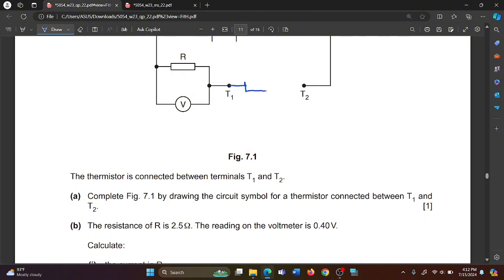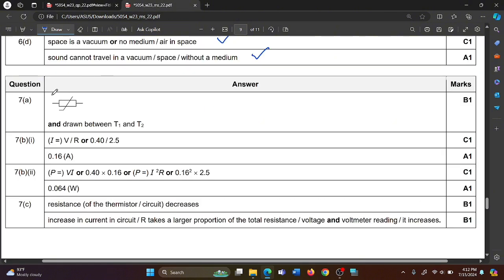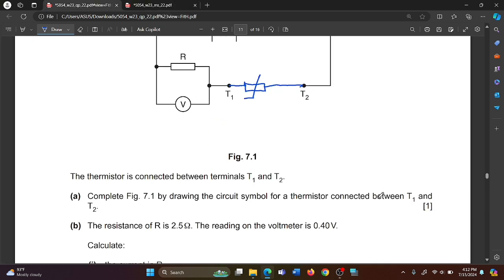A thermistor is similar to a resistor, but we just have an extra line between them. This is how a thermistor looks. Yes, the mark scheme shows we need to draw this. If we drew this, we got the mark in part A.